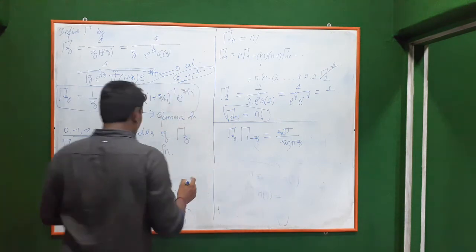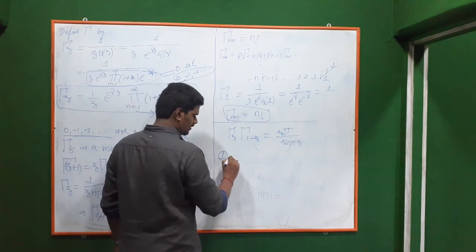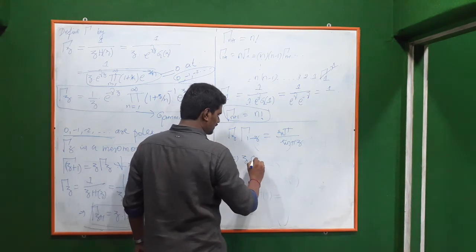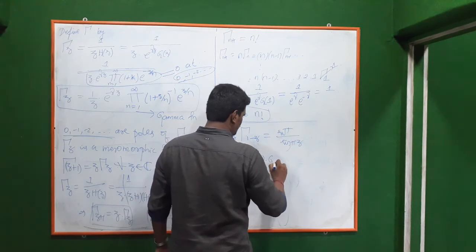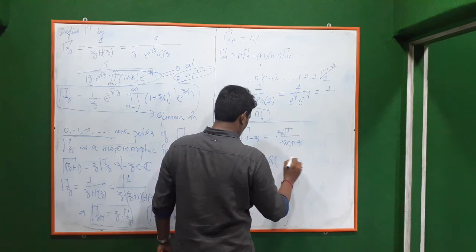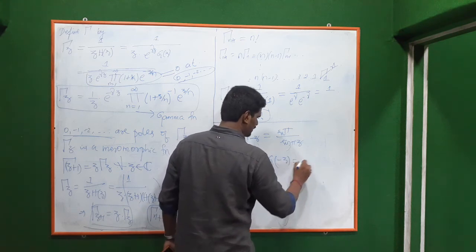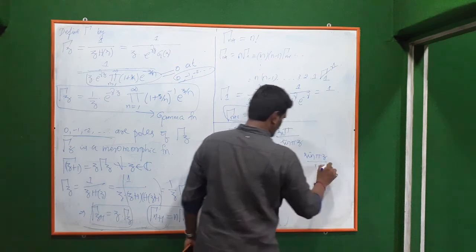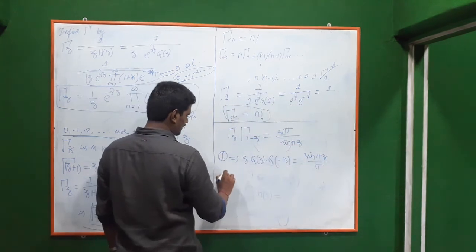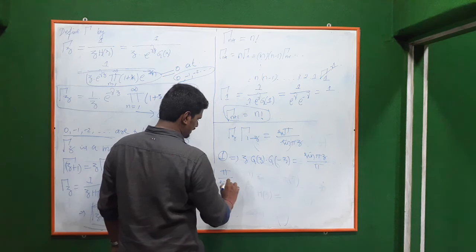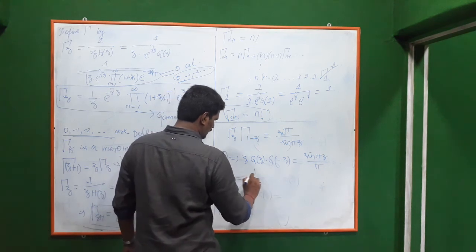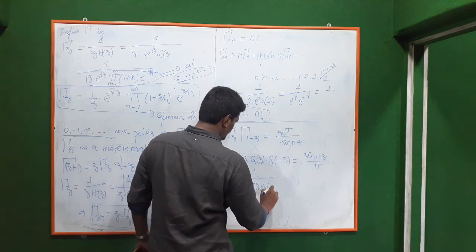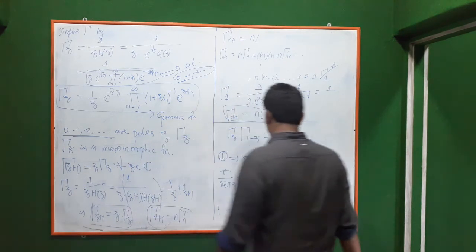See, before the first equation we have proved something. In the first equation what we have is z into g of z into g of minus z is sin pi z by pi. Now take the reciprocal of this. So pi by sin pi z is 1 by z into g of z into g of minus z.